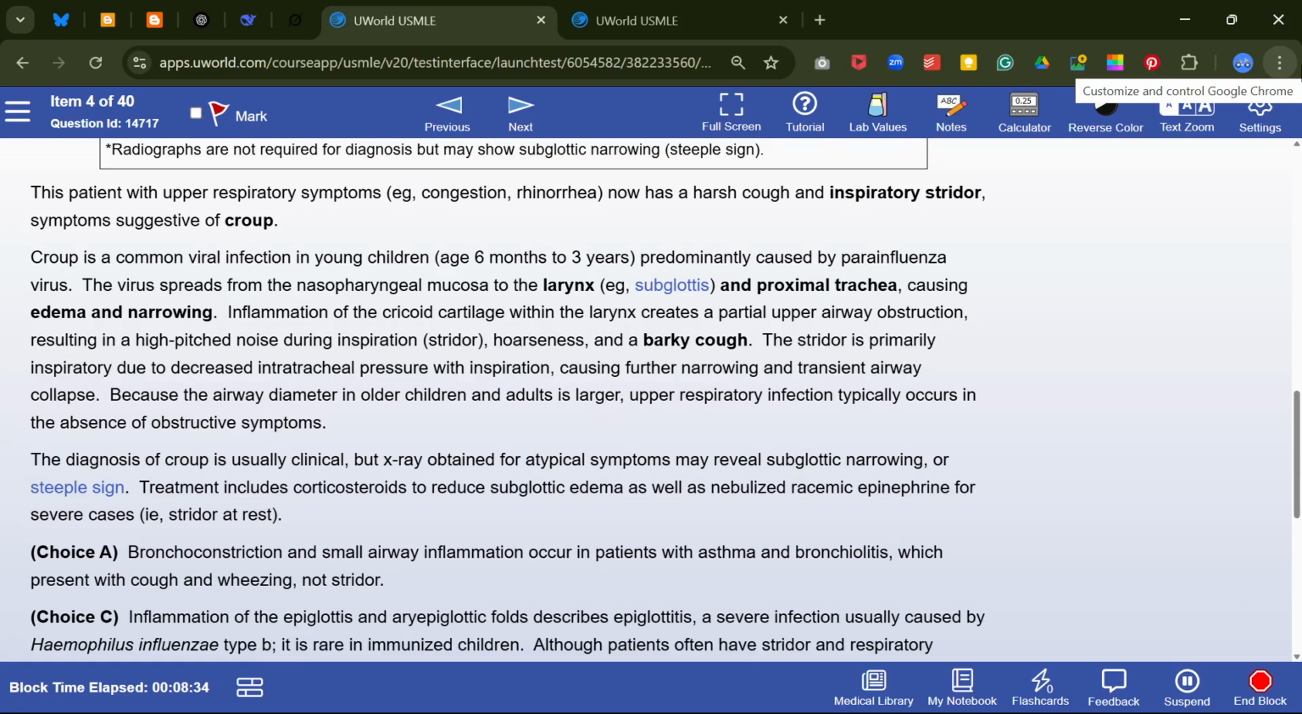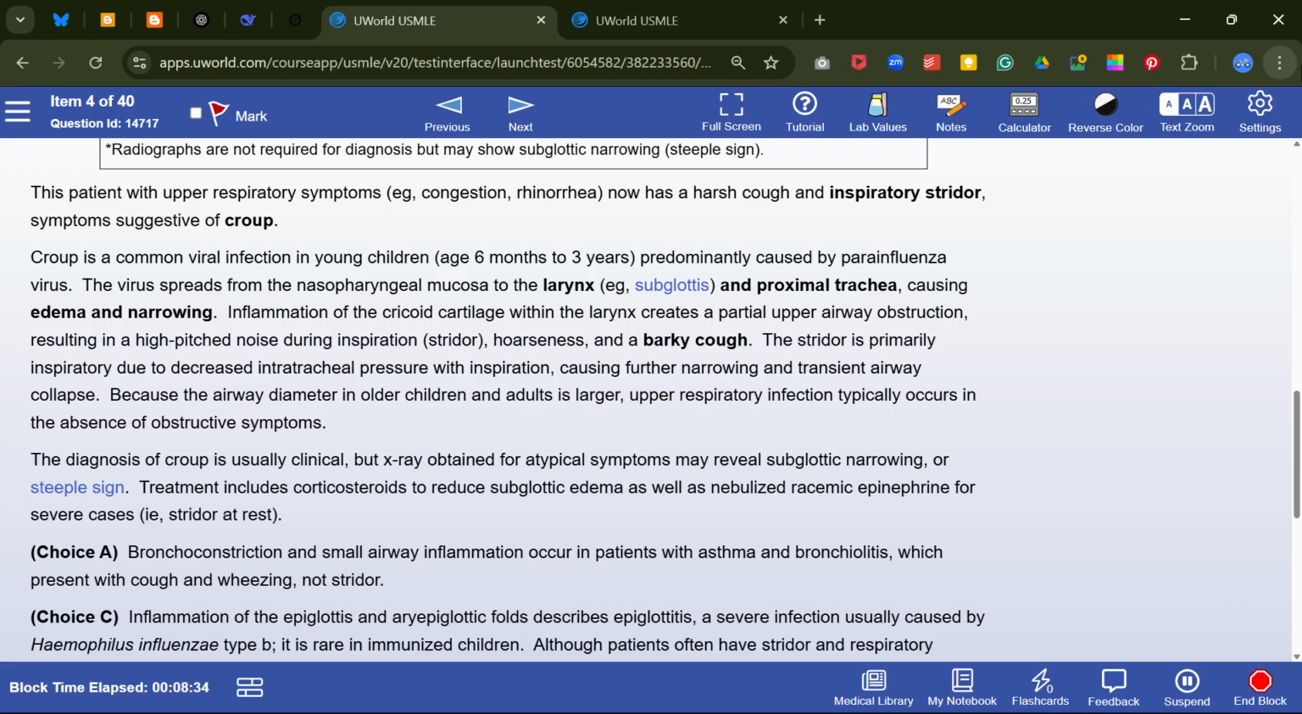The virus spreads from nasopharyngeal mucosa to the larynx, subglottis, and proximal trachea, causing edema and narrowing. The inflammation of the cricoid cartilage within the larynx creates a partial upper airway obstruction, resulting in high-pitched noise during inspiration, hoarseness, and a barky cough. The stridor is primarily inspiratory due to decreased intratracheal pressure with inspiration, causing further narrowing and transient airway collapse.